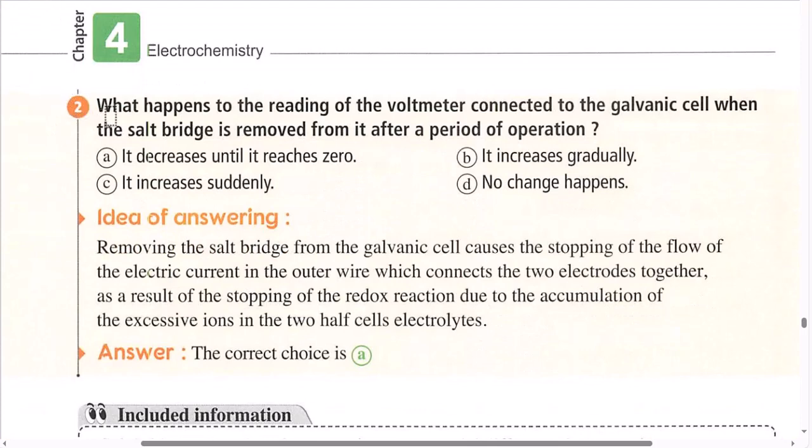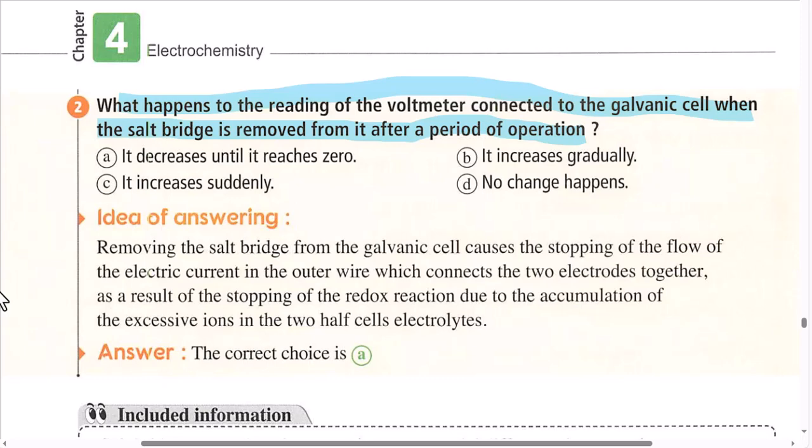Another example. What happens to the reading of the voltmeter connected to the galvanic cell when the salt bridge is removed from it after a period of time of operation? So the salt bridge neutralizes excess ions in the cathode solution and the excess ions in the anode solution, and keeps no potential difference between the two solutions.